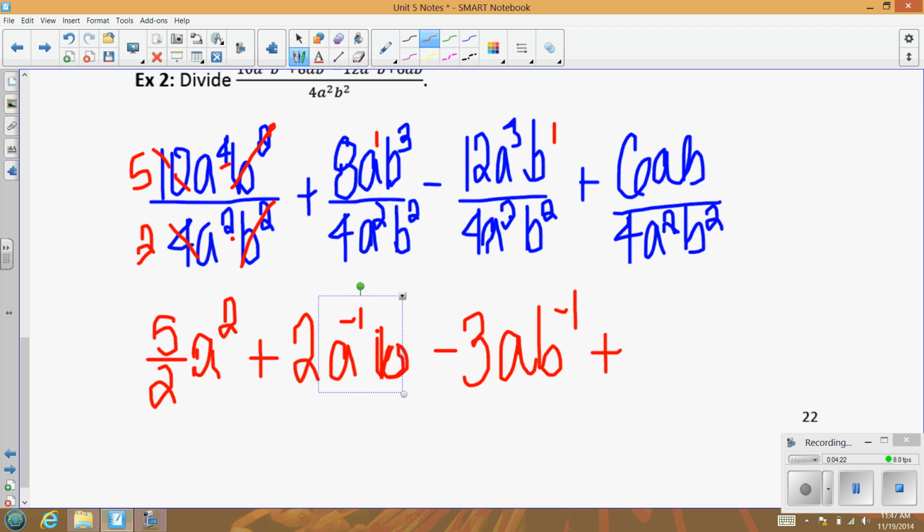And then the last piece, 6 divided by 4 doesn't come out to a whole number, so we're going to look at how we reduce this. So divide the top and bottom both by 2. That's the biggest number that goes into both 6 and 4. And we'd be left with 3 over 2.